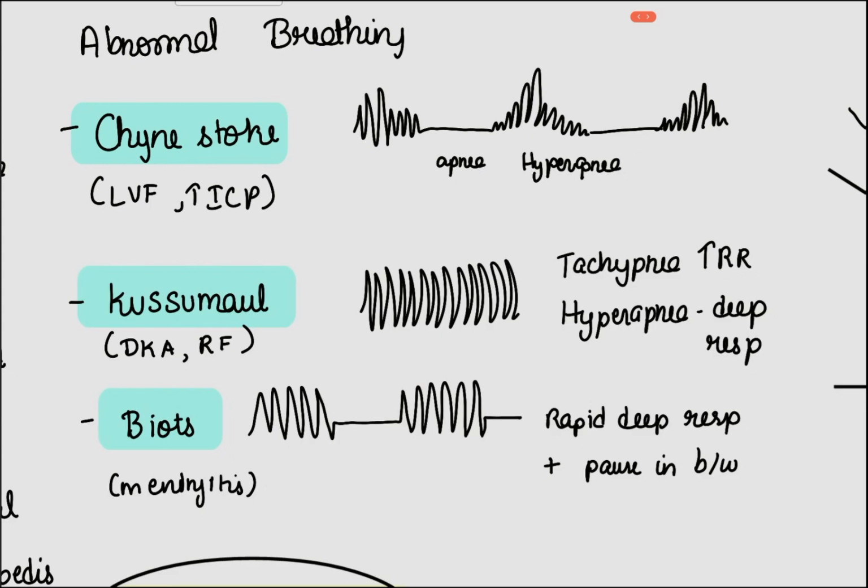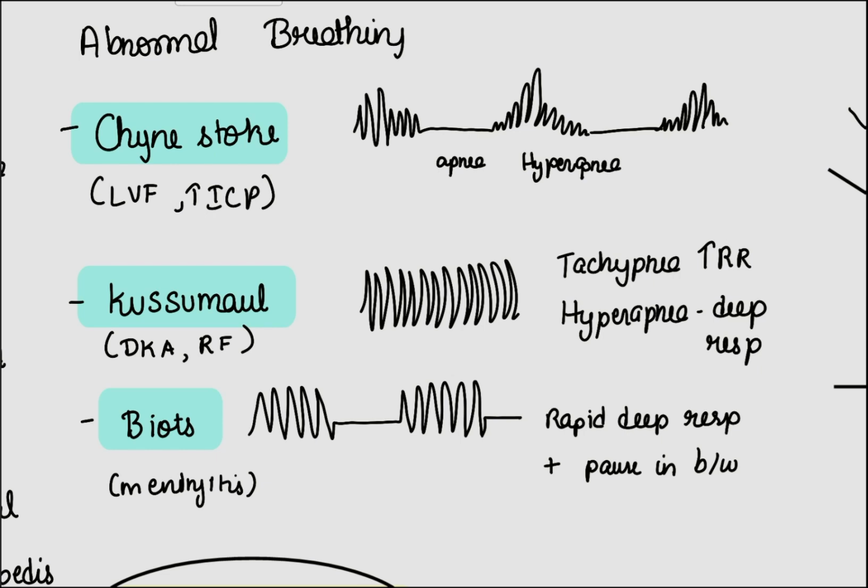Then abnormal breathing. The main questions which will be asked, especially in a respiratory system case, are Cheyne-Stokes breathing, Kussmaul's breathing, Biot's breathing. So what is Cheyne-Stokes breathing? Apnea, hyperpnea. There is increasing intensity of breathing, then it decreases, then there is an apnea period. It's mainly seen in left ventricular failure, increased intracranial pressure.